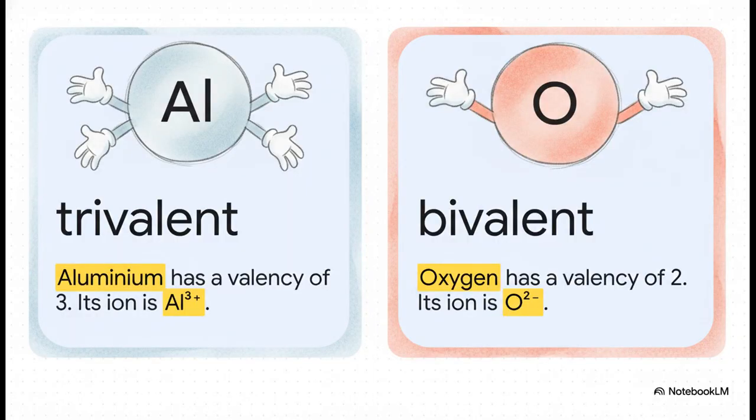All right, let's build a formula for something called aluminum oxide. So, step 1, we write our symbols. We've got aluminum, Al, and oxygen, O. Now for step 2, the valencies. Aluminum has a valency of 3, and oxygen has a valency of 2.